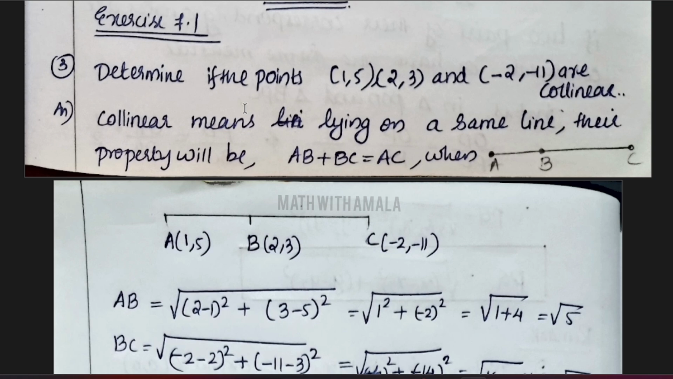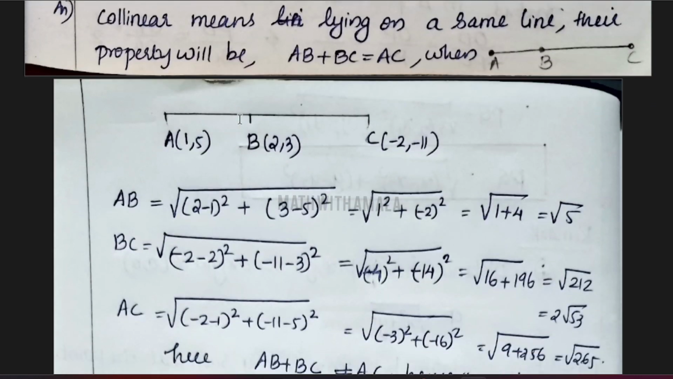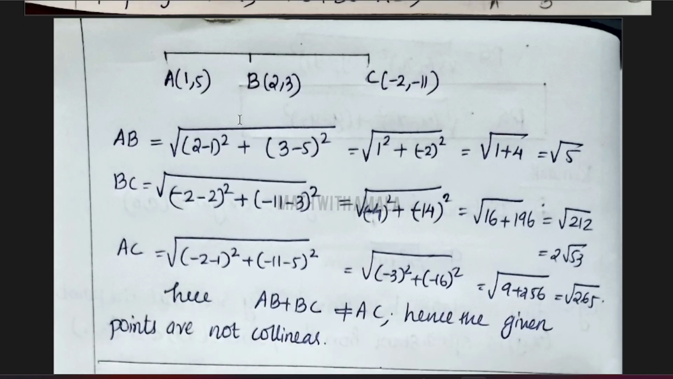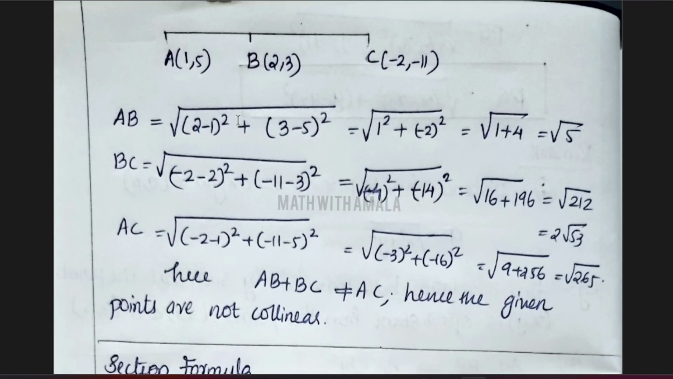So we have marked the points on the given straight line. Now we can find the distance AB. AB is equal to root 5. Also BC is equal to 2 root 53. AC is equal to root of 265. Here AB plus BC is not equal to AC.